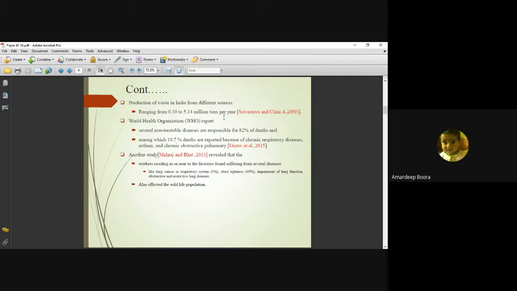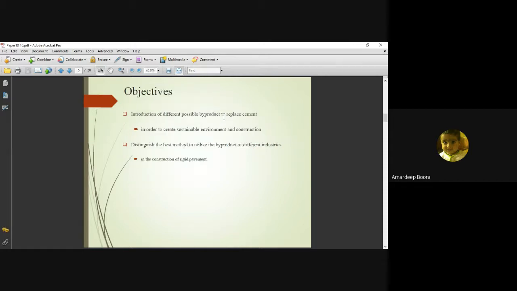It also affects wildlife and crop production, because dust covers the upper surface of the leaf. Because of that, plants are not able to absorb sunlight and carry out other natural processes. All of you are very well aware of how it happens. So that is the main reason behind it. The objective of this study is to identify the different waste materials and the different ways we can utilize those waste materials in construction, and how we can create a sustainable environment by utilizing them efficiently and to the maximum extent.